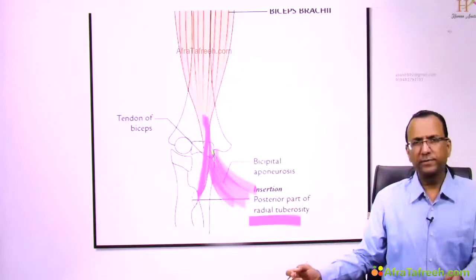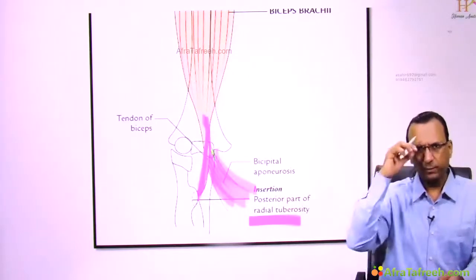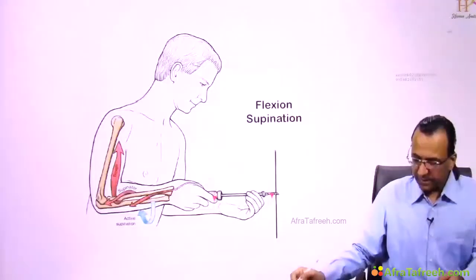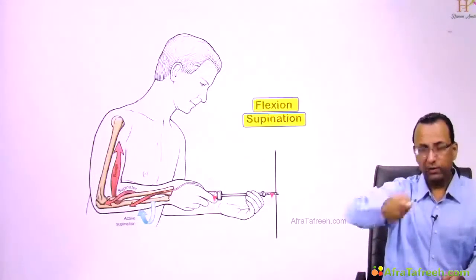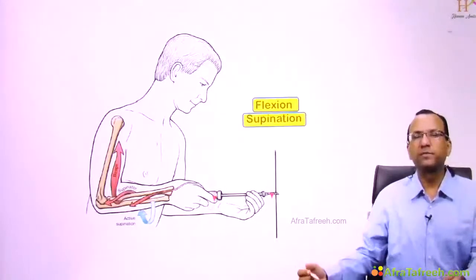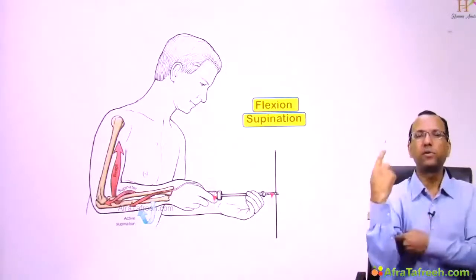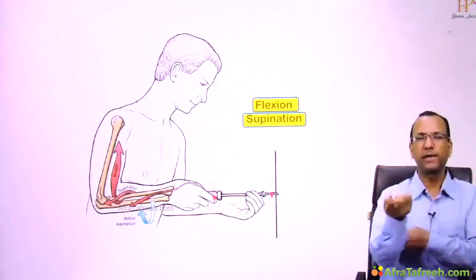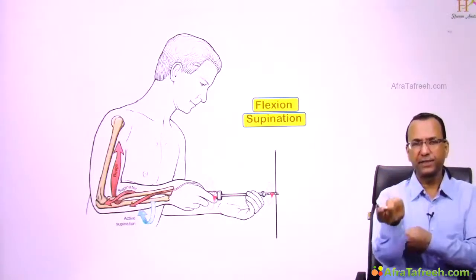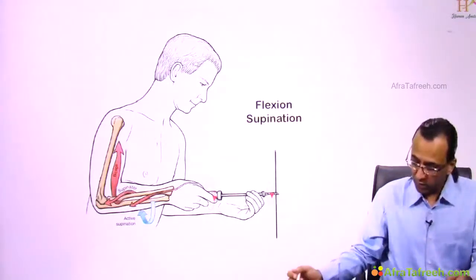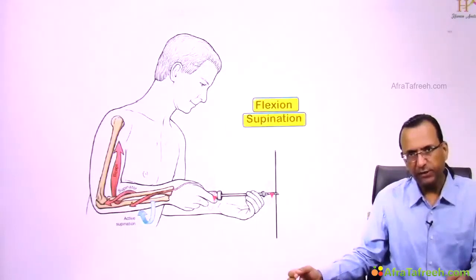What is the muscle doing? What the biceps is doing is helping me to use the screwdriver. Use the screwdriver means, number one, it will help me to flex the elbow, and number two, it will help me in supination. It is a powerful supinator. Yes, that is what it is doing. Flexion of the elbow and supination of the radioulnar joint.